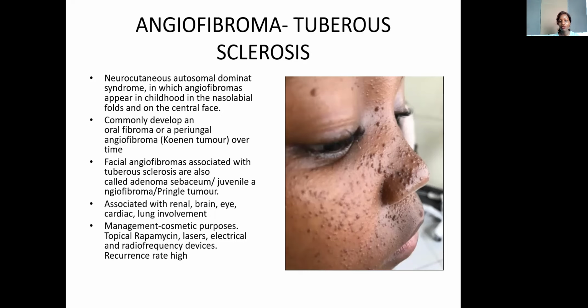So management of these angiofibromas is mainly cosmetic. Topical rapamycin may be used, lasers, or radiofrequency. But the problem is that once they are removed, the rate of recurrence is high.